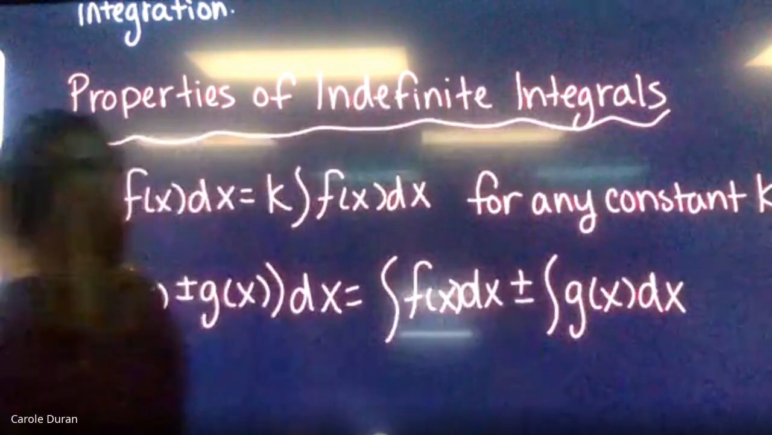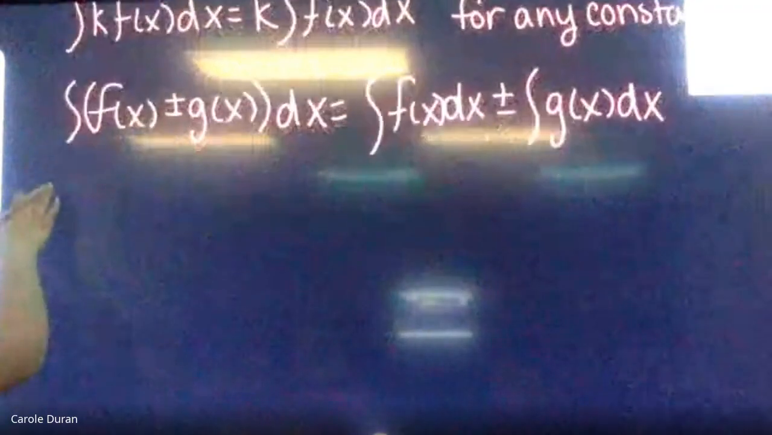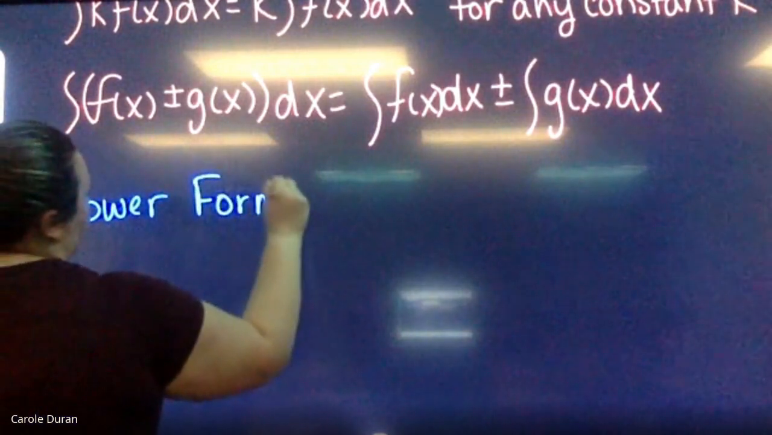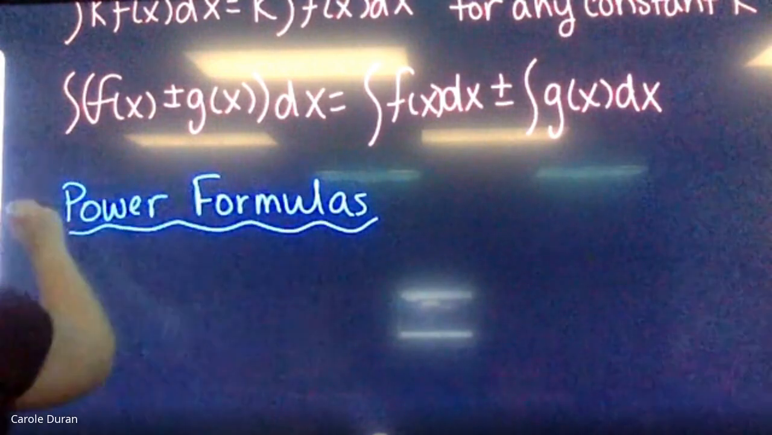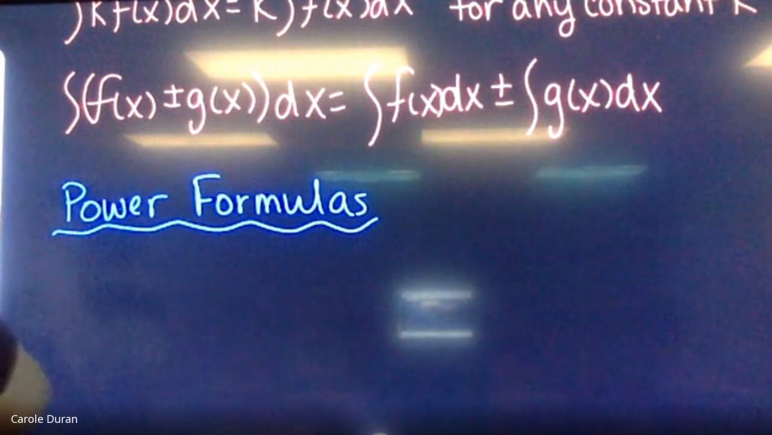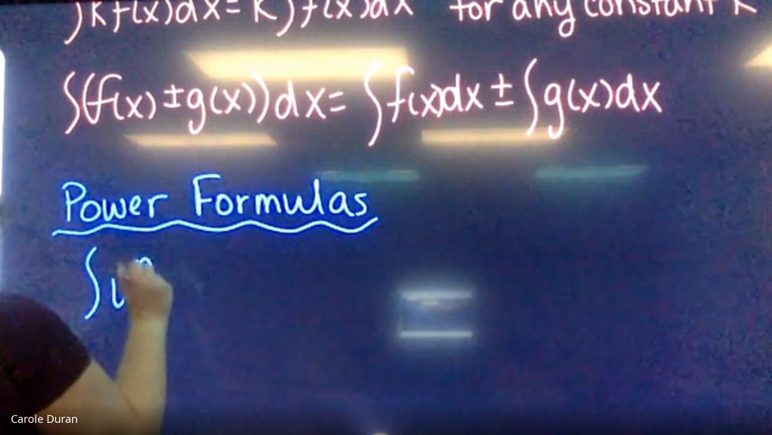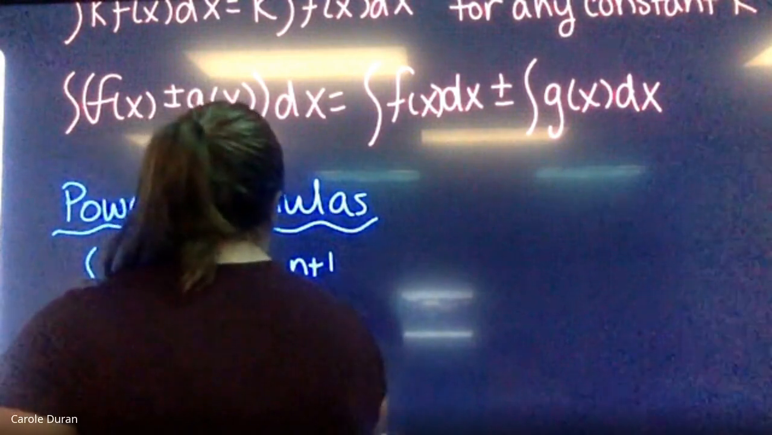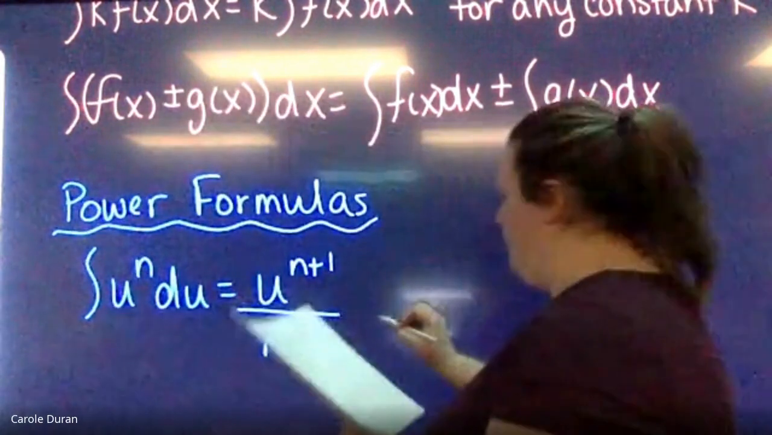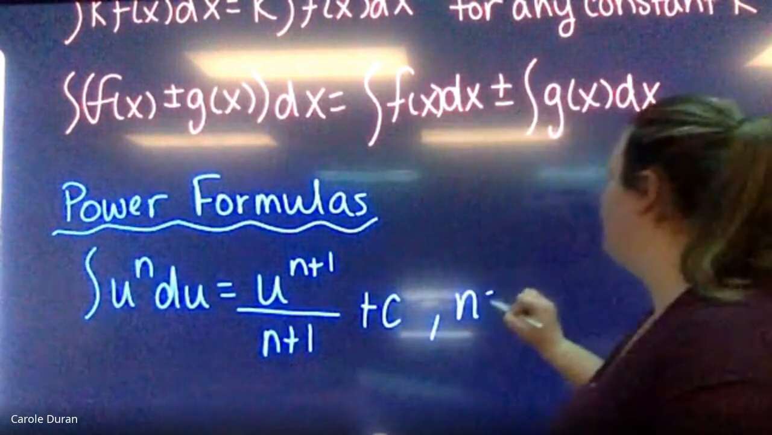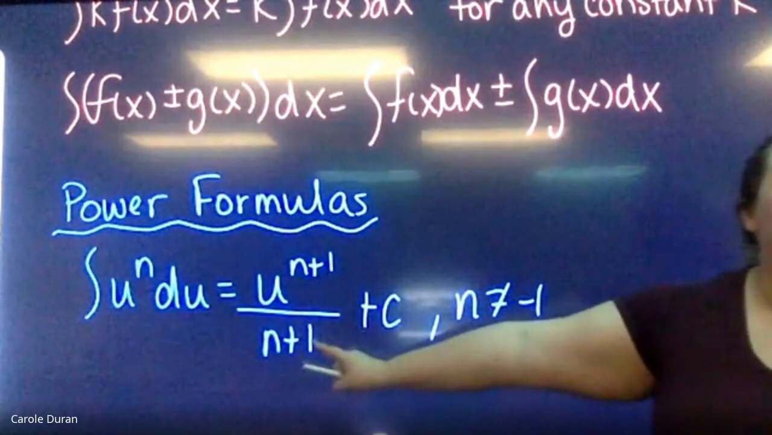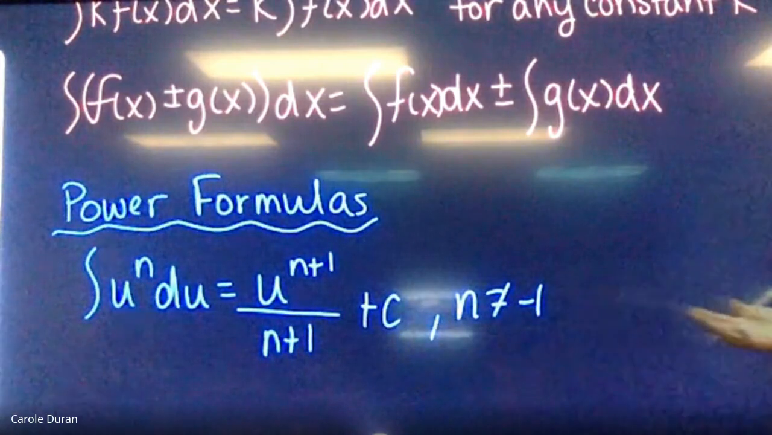Next, we're going to look at power formulas for antiderivatives. Are those the only 2 properties? Yes. And these we've already kind of talked about, but we should still write them. So the first one, we know that if I'm taking the antiderivative of a power function, I just increase the exponent by 1 and then divide that new exponent out. And then, of course, I have my plus c constant at the end.